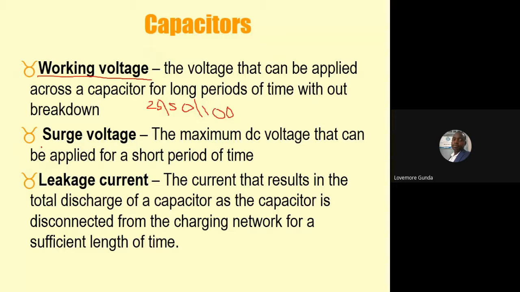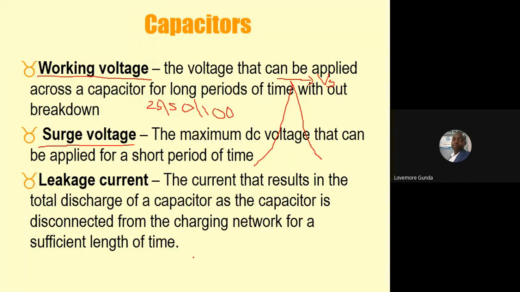Then the surge voltage, the maximum voltage that can be applied for a short period of time. That means there's a spike in voltage, there's a certain voltage level where the capacitor will not break down. That is, if it is exposed for a limited amount of time, then the capacitor will not break down under that surge voltage.